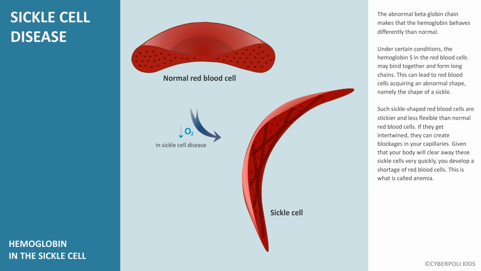If they get intertwined, they can create blockages in your capillaries. Given that your body will clear away these sickle cells very quickly, you develop a shortage of red blood cells. This is what is called anemia.